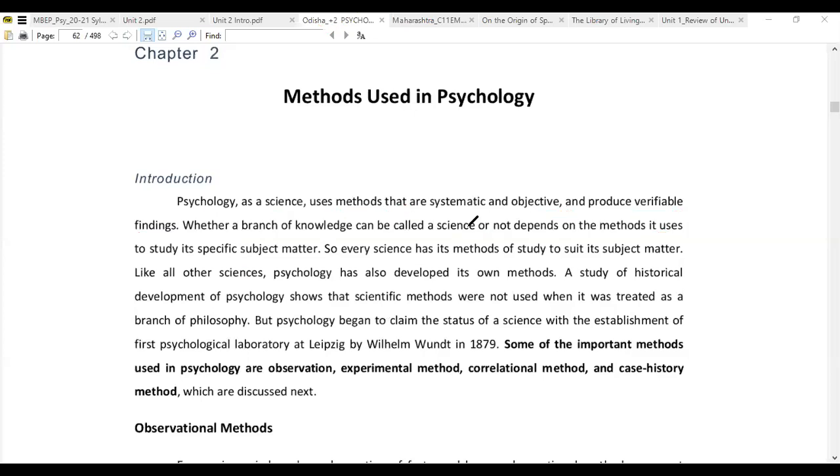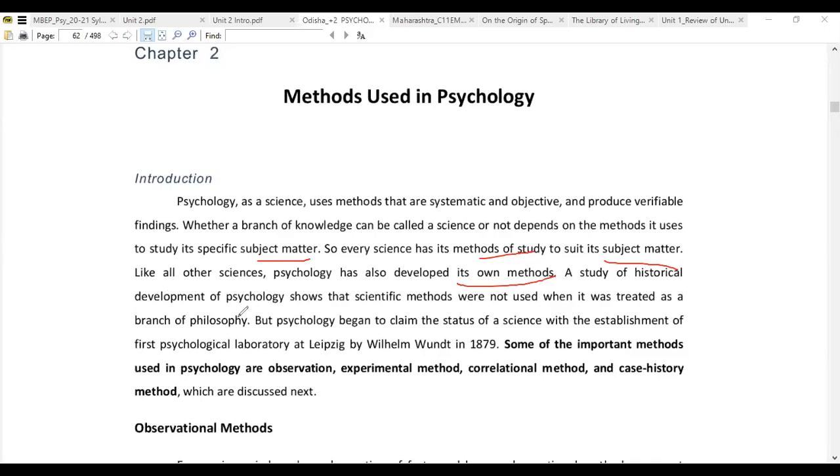What he wants to say is that any science uses a method to study its specific subject matter. So every science has its methods of study to suit its subject matter. Psychology also has some methods which we will be discussing. Like other sciences, psychology has developed its own methods. It is a mixture: it uses both non-experimental and experimental methods, a naturalistic method and a scientific method.